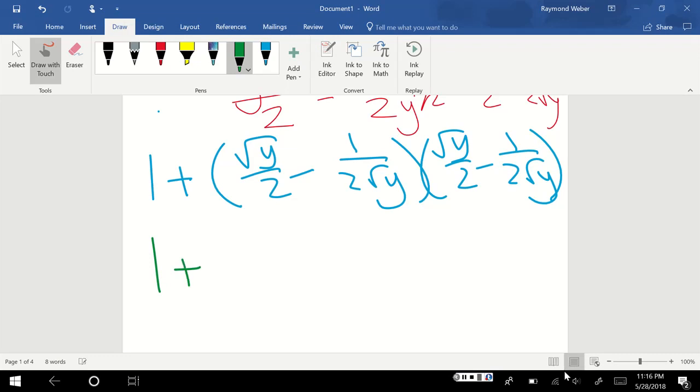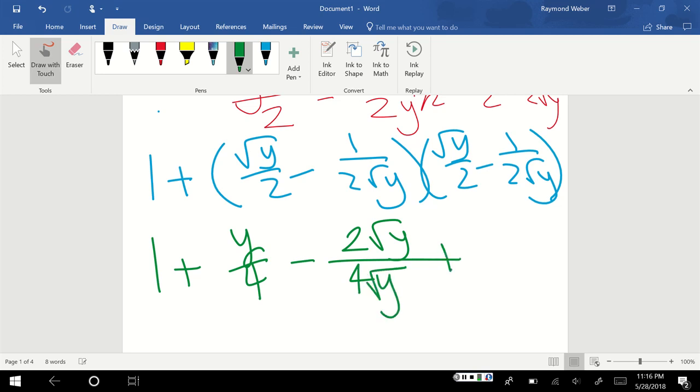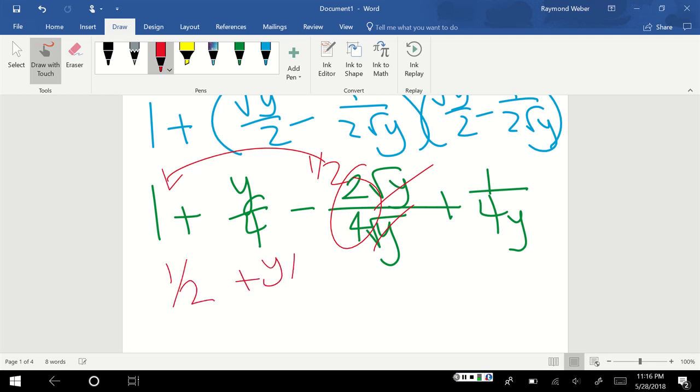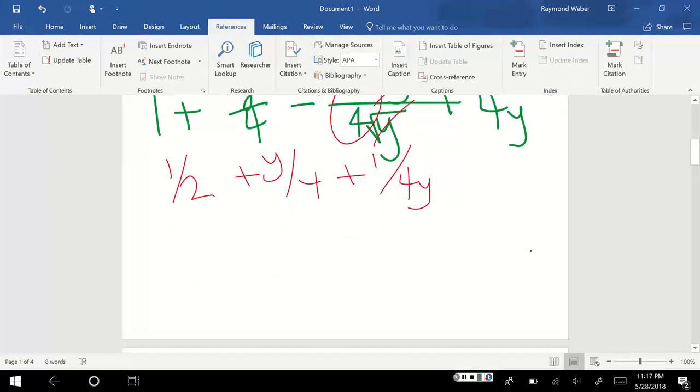So 1 plus this first one is going to be y to the 4th. And then I'm going to get 2 middles, so I'm going to have 2 square roots of y over 4 square root of y plus 1 over 4y. So then these will cancel, and I'm left with this is 1/2. Add it to that, so that's 1/2 plus y over 4 plus 1 over 4y. And make sure you keep those y's where you can see them so you know where they're going.